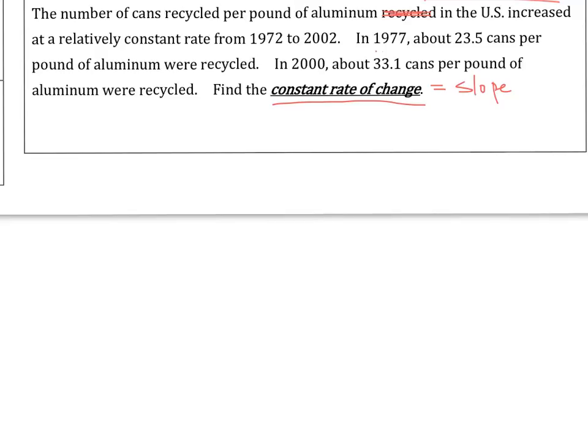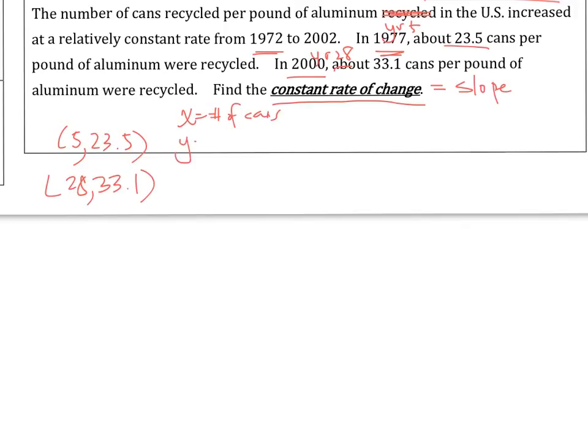So in 1977, this will be year 5 from 1972, and in 2000, this will be considered year 28 from 1972. And we can set up two points here: 5, 23.5, and 28, 33.1. And x will be considered the number of cans. y will be considered the pounds.